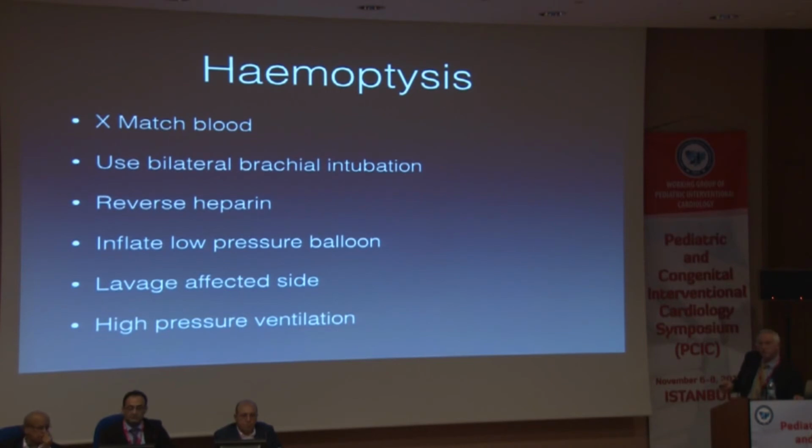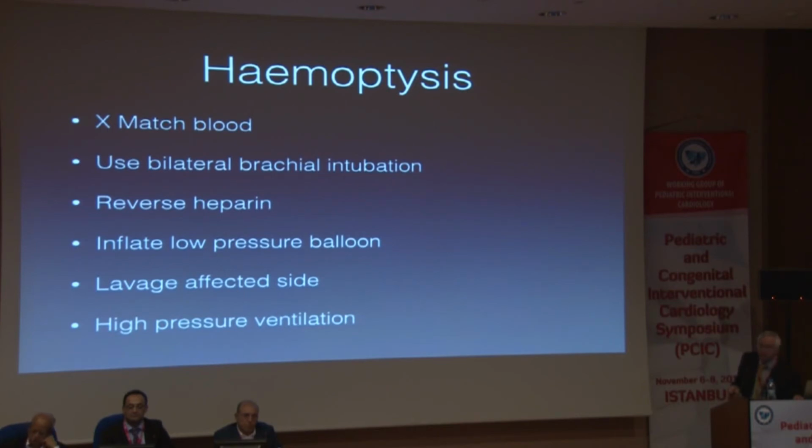with blood, these patients do not have a normal blood supply, you may have a big problem with ventilation. Yes, you can put them on ECMO and so on, but that is not always easy or possible. So very important to cross-match blood in this situation. As Dr. Boshoff mentioned, use bilateral bronchial rather than brachial intubation. Reverse the heparin. You can inflate a low-pressure balloon at the site to reduce the bleeding, and it works.